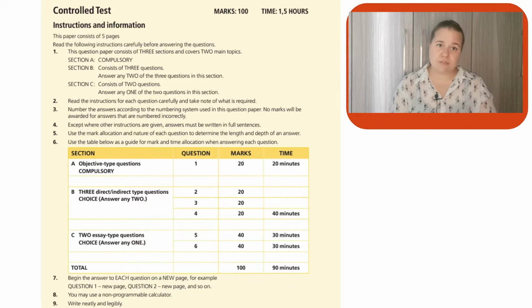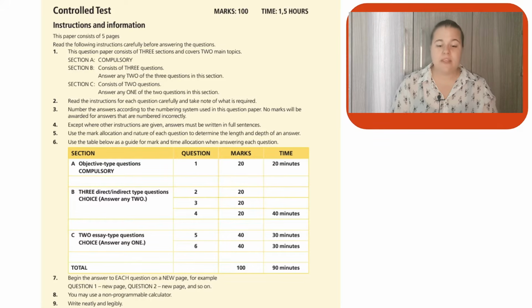Alright, so here's the basic rules. I think you guys are used to it. Every paper has these questions, so let's quickly go through them. Here are the instructions for term 1. Remember, it's out of 100 marks and it's going to be 1.5 hours. In section A, it's compulsory. You need to answer all of the questions.